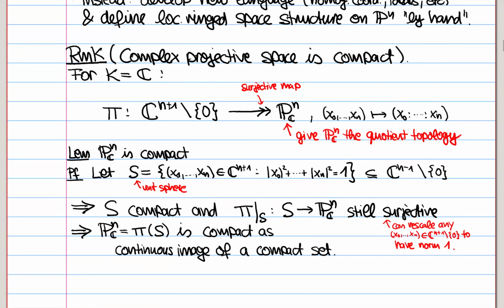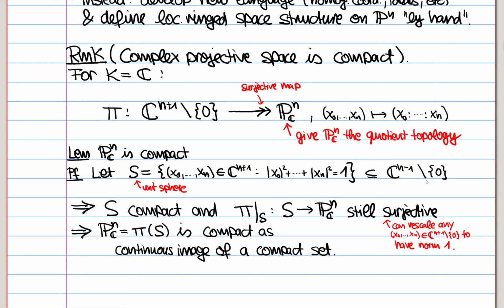And so the idea how you show this is that inside of C^(n+1), you have the unit sphere S. So the points such that the squares of the norms of all the entries sum to 1. And clearly, the point 0 is not in there. And so this, in fact, sits in the complement of 0, so it sits in the domain here. It is compact because it's closed and bounded inside this space, which is basically a real space of dimension 2n plus 2. And the claim is the projection restricted to S is still surjective.